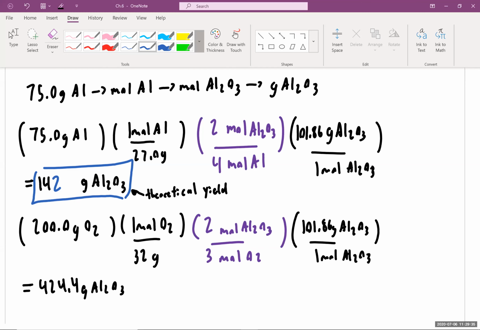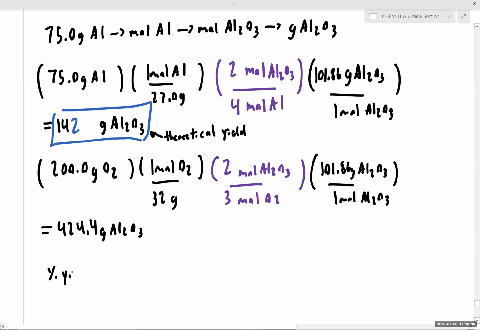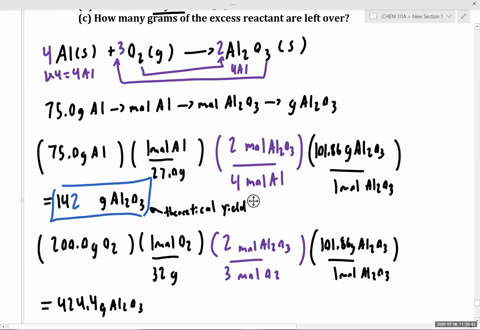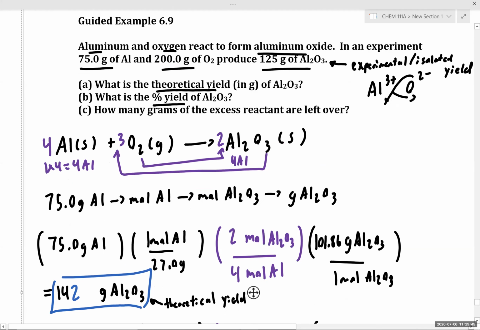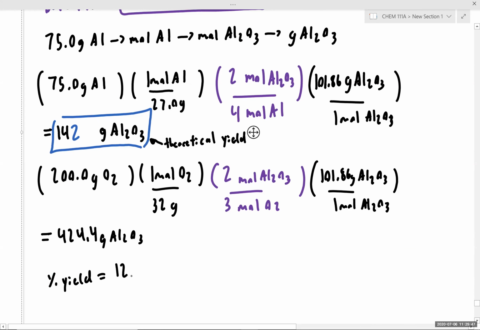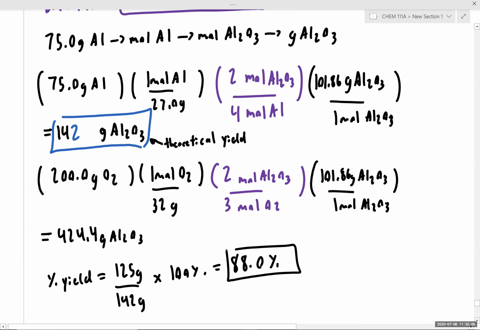So now if we want to calculate the percent yield, the percent yield is going to be equal to our actual or experimental yield, which is 125 grams, over our theoretical yield of 142 grams times 100%. So punching that into our calculator, we get a percent yield of roughly 88.0%, which is not bad. Not good, but not bad either.